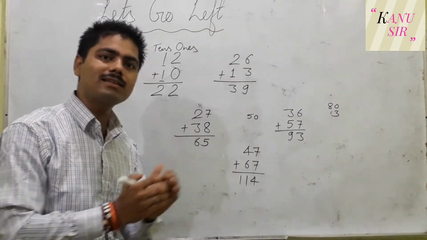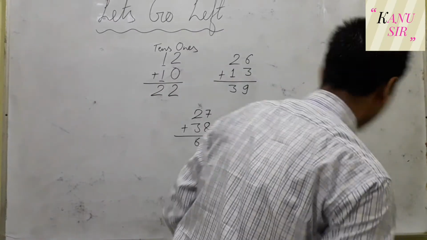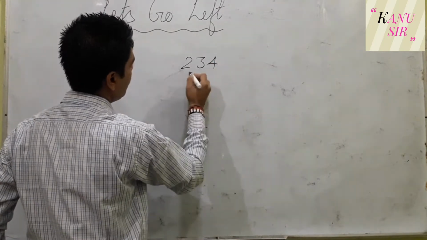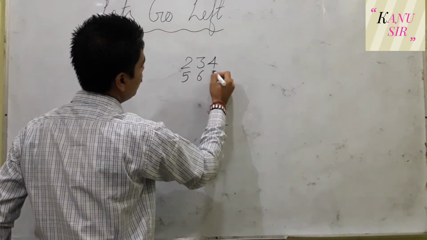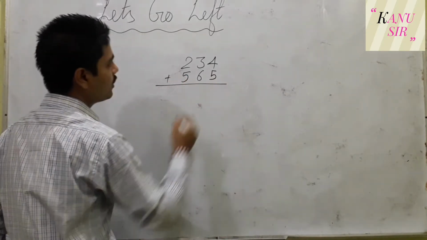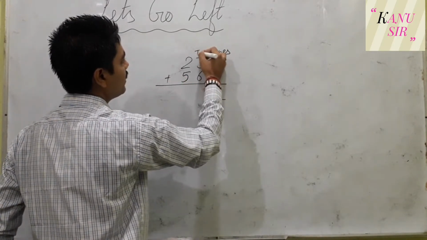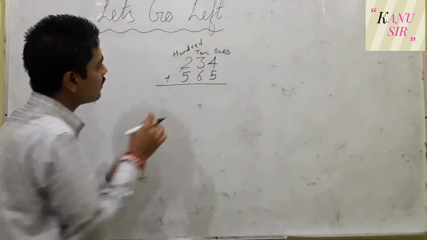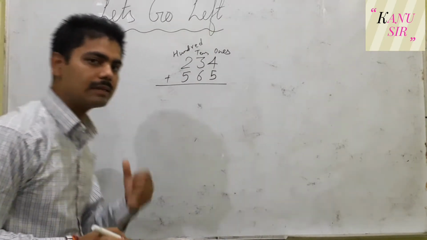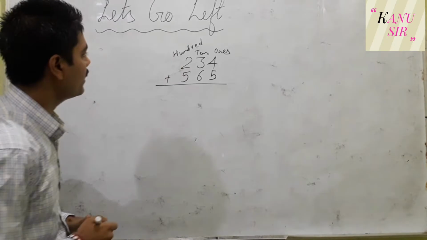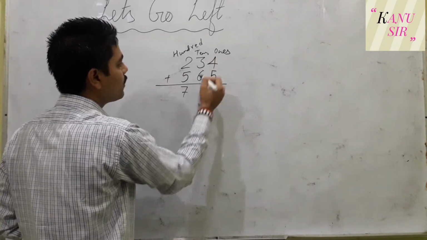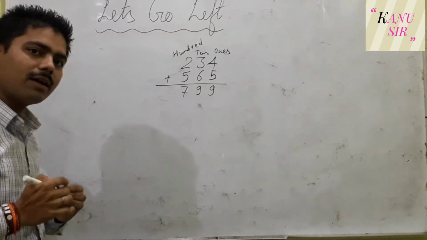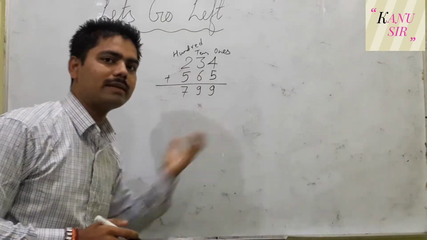Now let us take 3-digit numbers and try the addition: 234 plus 565. Now the numbers are in ones, tens and hundreds. How to do this? It is the same way we did with the 2-digit numbers. 200 plus 500 is 700, 30 plus 60 is 90 and 4 plus 5 is 9. There is no problem of carryover here, so it is easy to add.